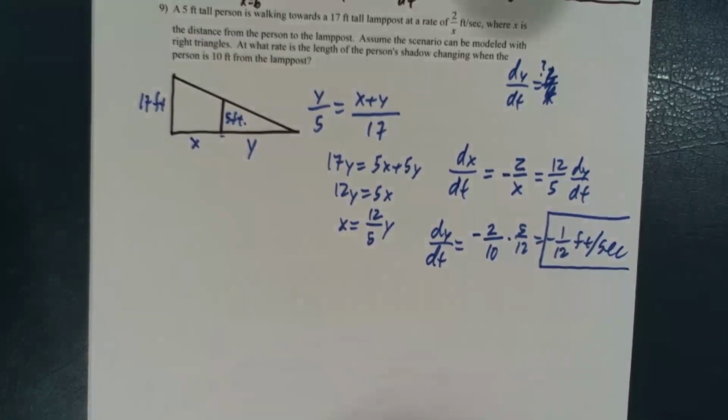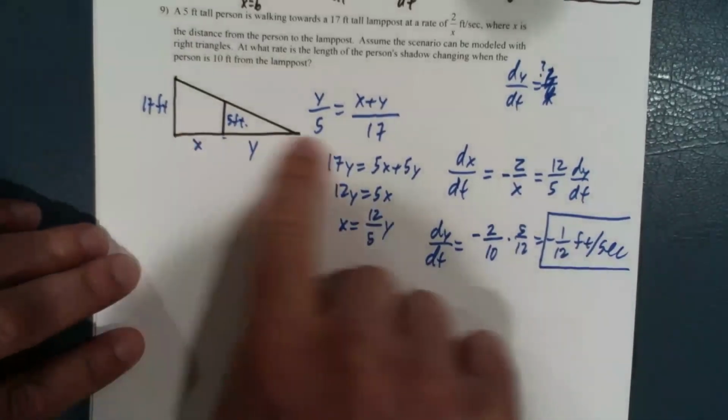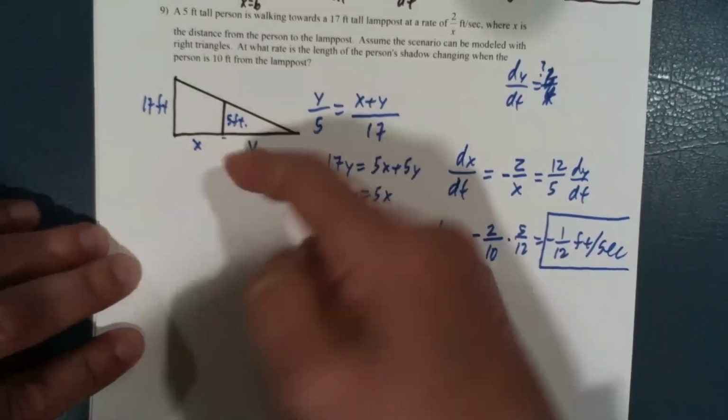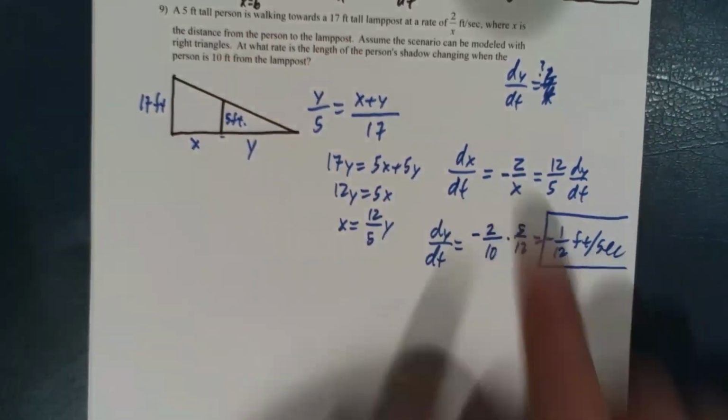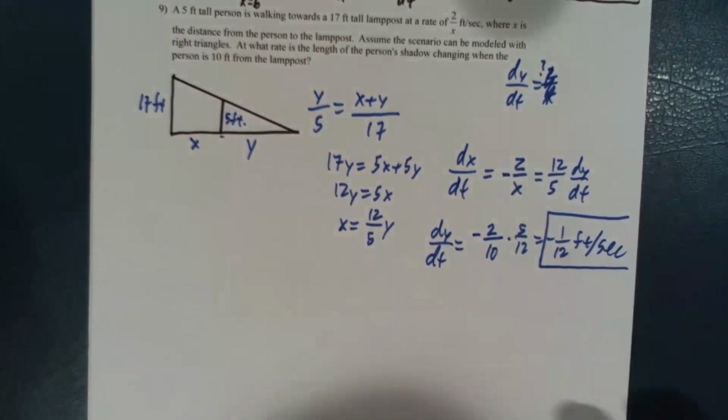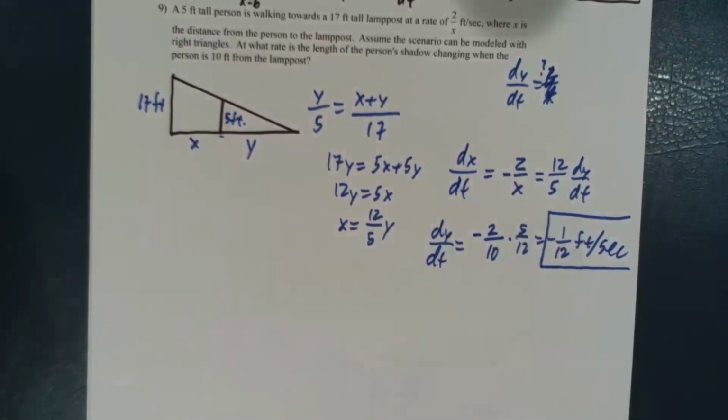All right. Now, it's negative. We tend to think this direction is positive. Because they're walking towards the lamppost, that's why the rate is negative, and both rates are negative because they're both getting smaller as they're getting closer to the light source. Anyway, I hope that helps.